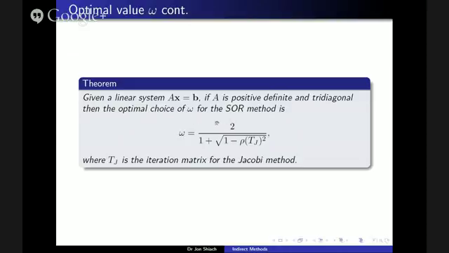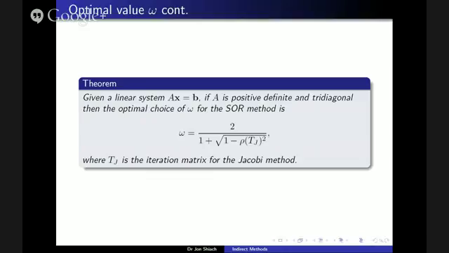Okay, and it's this. I've shown you this without proof. This uses the spectral radius of the Jacobi method. So this rho of T_J is your spectral radius of the Jacobi method. Raise it to the power 2, plug it into this formula. That'll give you the optimum.